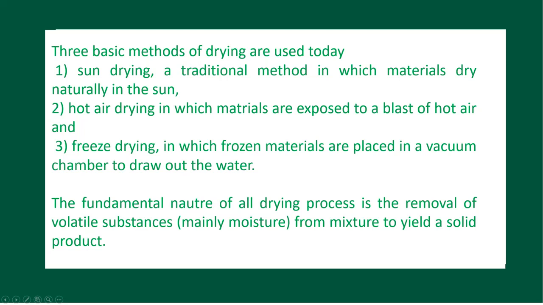The other way of doing drying is hot air drying, in which the materials are exposed to a blast of hot air. We collect natural atmospheric air through a blower, and it is allowed to pass through some heating material, so the air gets heated. That hot air comes in contact with the material from which moisture has to be removed. So that is hot air drying. There is another method called freeze drying, where you minimize the pressure, that is, you keep the material in a vacuum chamber so that the water gets frozen out. Usually in meat industries this freeze drying is followed.